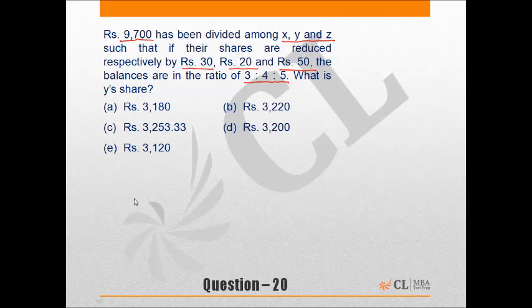The first equation that we have is X plus Y plus Z is equal to 9,700. Second thing which we have said, if these values X, Y and Z are reduced by 30, 20 and 50 respectively, then X minus 30 is to Y minus 20 is to Z minus 50 will be equal to 3:4:5. These are two effective equations which are given to you.